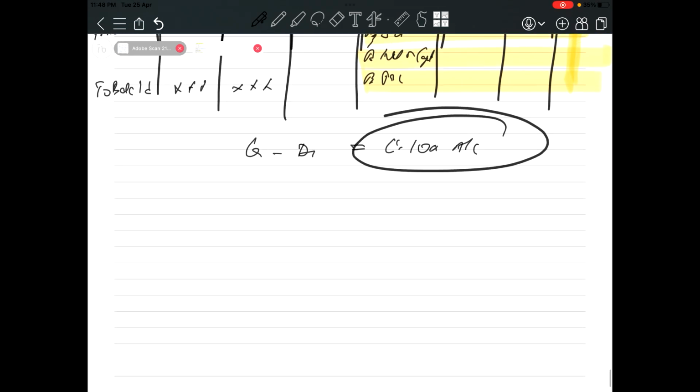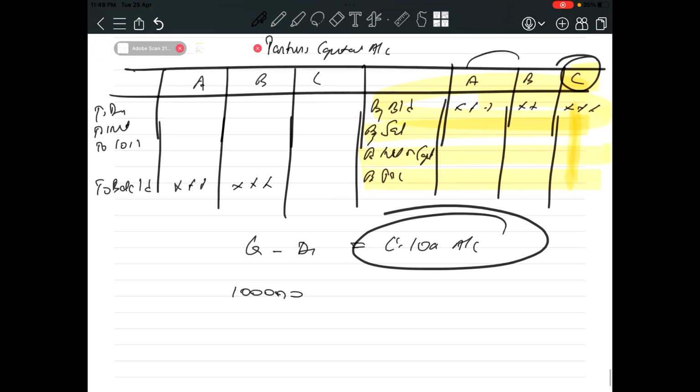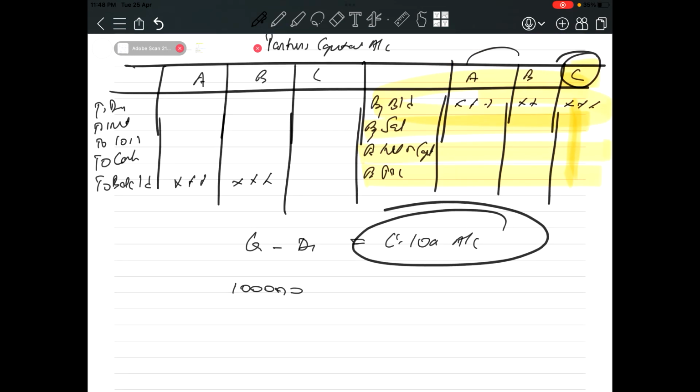The question may say, for example, that 1 lakh is payable to C. The question may say that payment has been done instantly. If payment has been done instantly, cash will come here; you will make the payment through cash. But if the question is silent, you will transfer it to C's loan account. Clear? I hope this is clear, right?